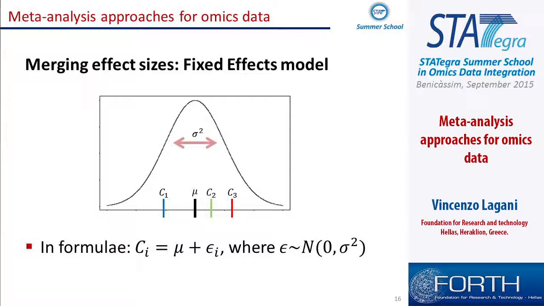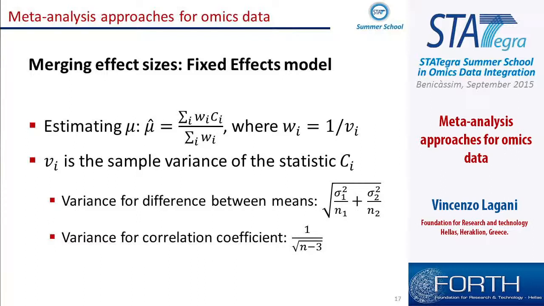This is a very convenient formulation because, following it and assuming normality, it turns out that the mean can be estimated from the statistics as a weighted mean. So I take my statistics, for example, the fold change, where C1, C2, and C3 can be the fold change for the BRCA1 gene in 3 different studies. I want to combine them, and all that I have to do is take a weighted mean of the statistics, where the weights are inversely proportional to the variance of C. In other words, I average C1, C2, C3, taking into account that each estimation has a different precision, a different variance. So I give more weight, more importance, to the estimation that is more precise.